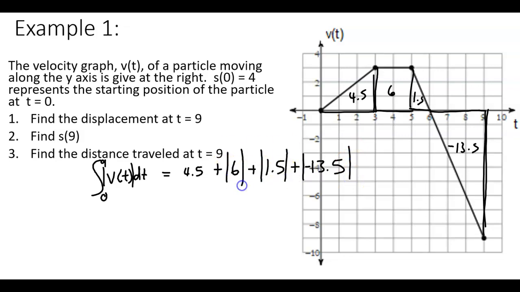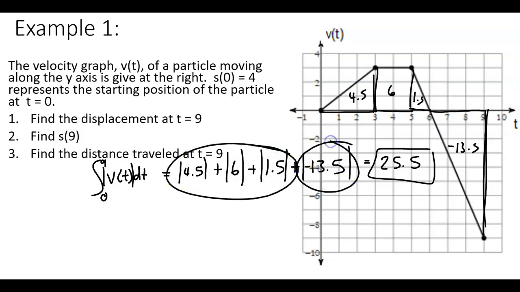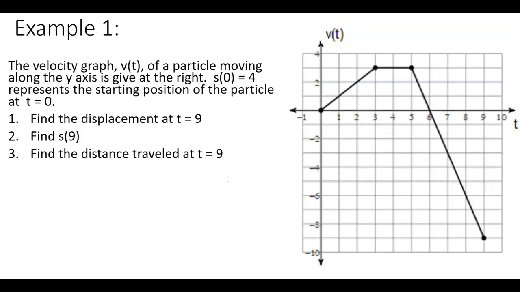Why don't we do that to all of them? But either way, when you add all these up, what do you end up with? You end up with 25.5, I believe. So the total distance traveled by this object is 25.5 units. So it went up 12 spaces, and then it went down 13.5 spaces. That's a total of 25.5 spaces traveled overall, and that's the total distance that the object traveled.